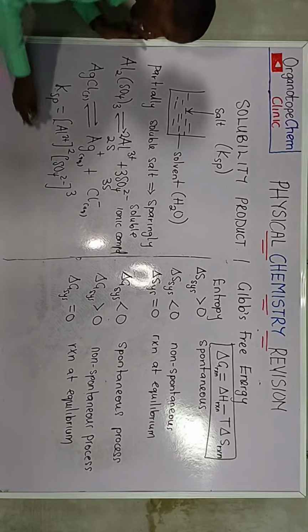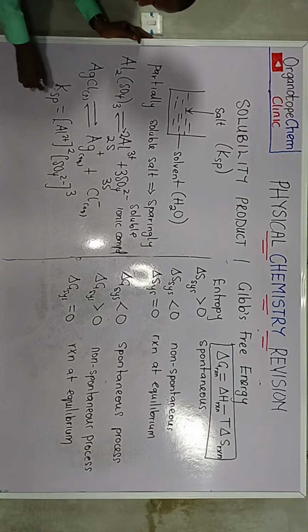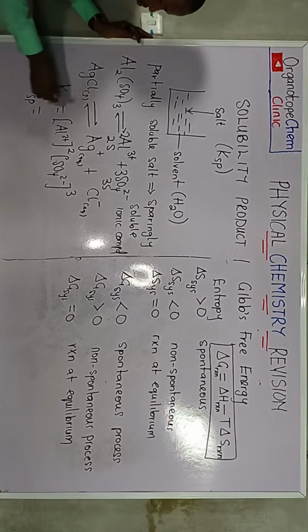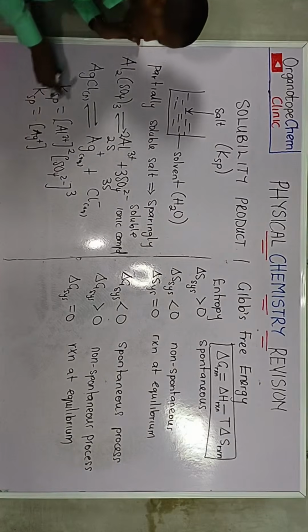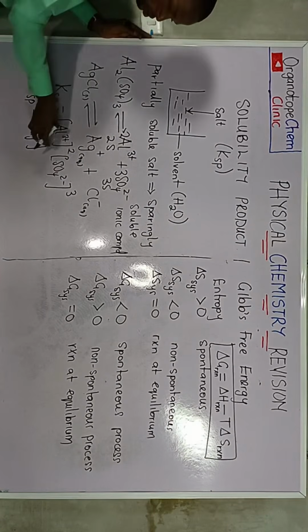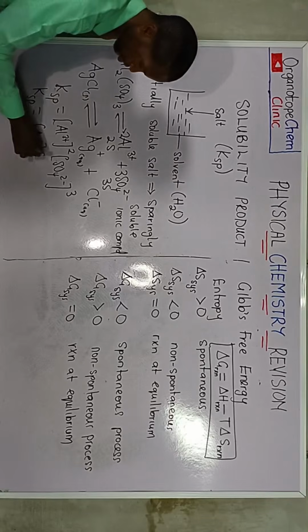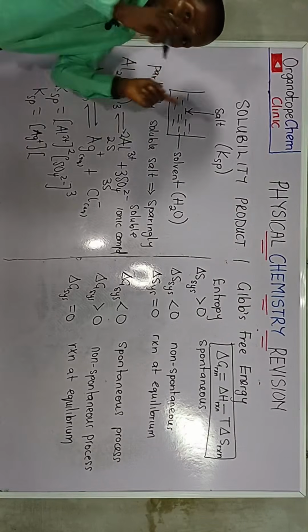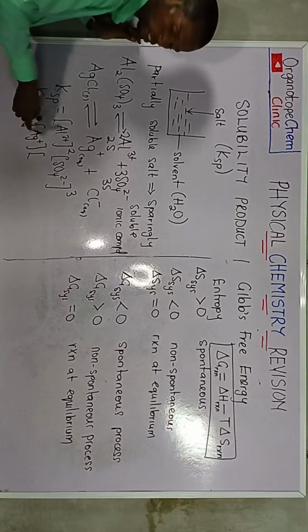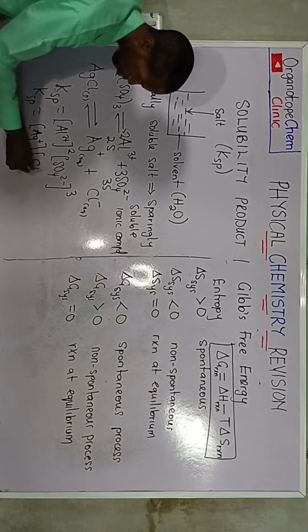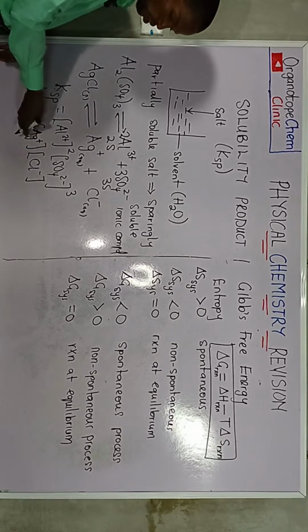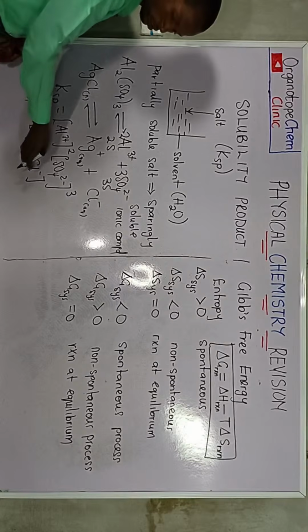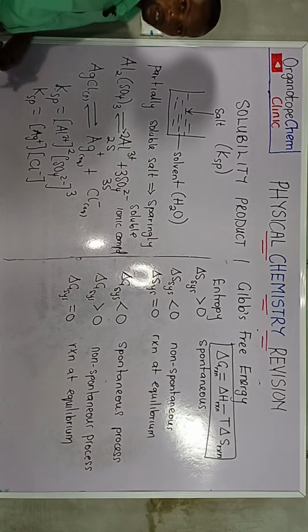So this is clear. Then KSP for this soluble Ag plus. So the coefficient right here is 1, so we don't need to indicate the exponents. And Ag plus, and that's the minus there.